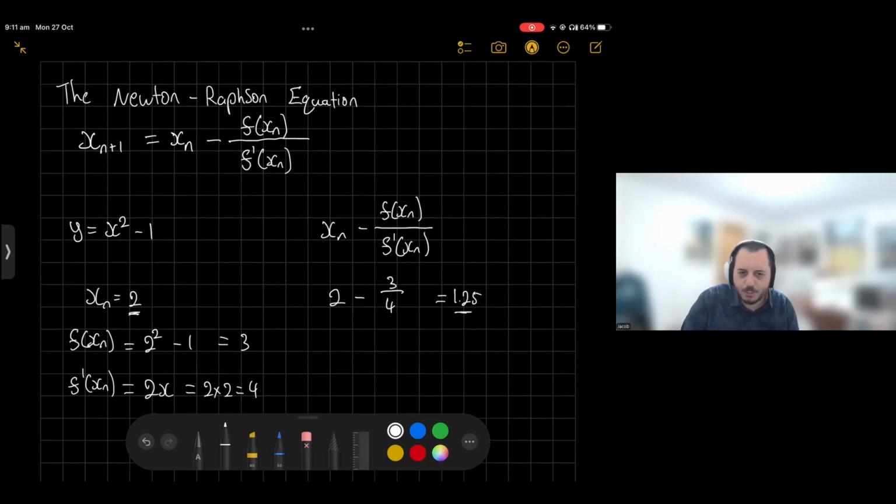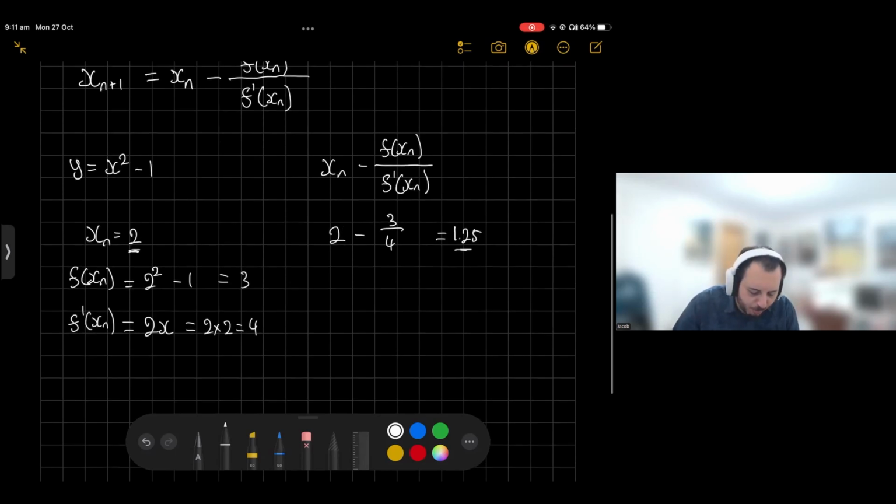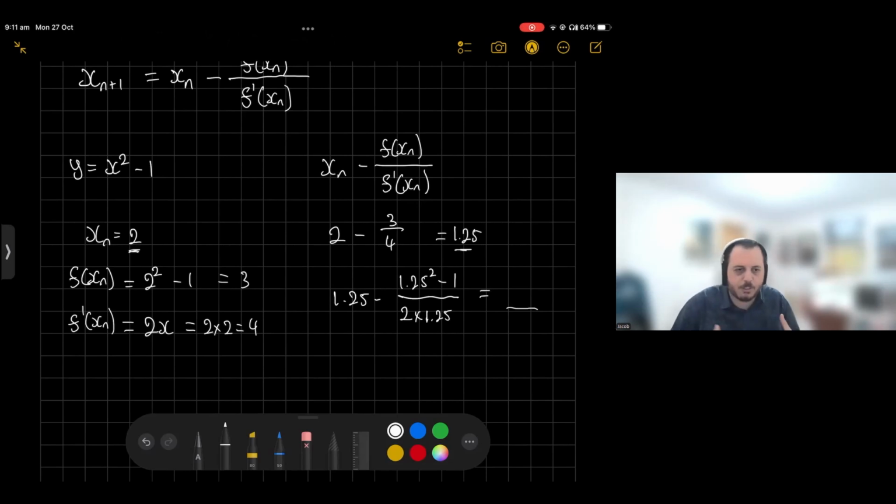I have to plug it in. I have to solve it, and then I have to put it in again. And I would start doing 1.25 minus (1.25 squared minus 1) divided by 2 times 1.25, right? That would be my next step. And then I would solve that and get an answer and keep going. So it's a bit time consuming because it's iterative.